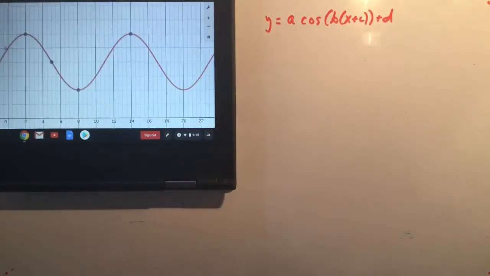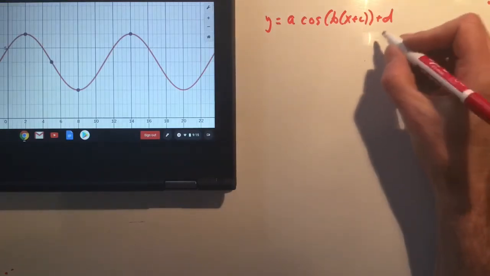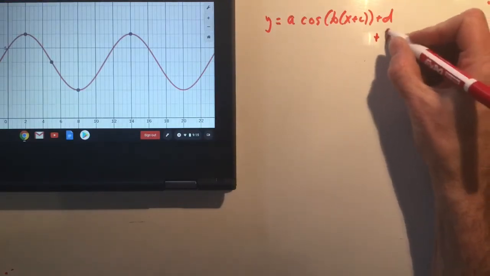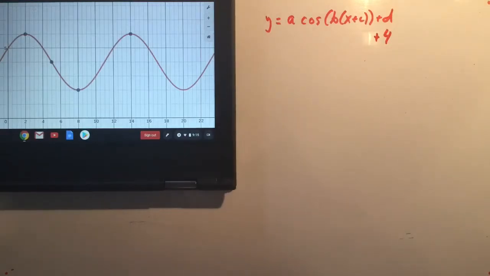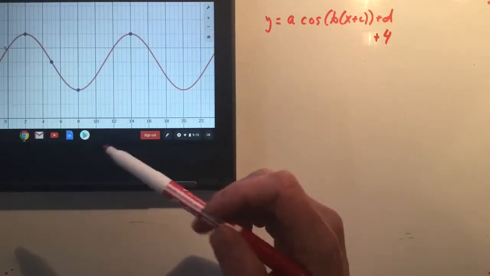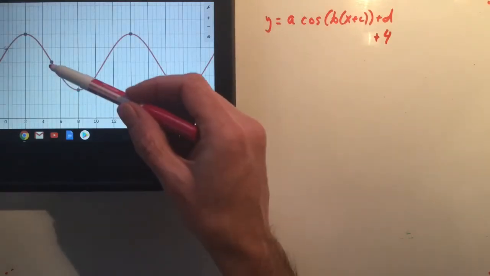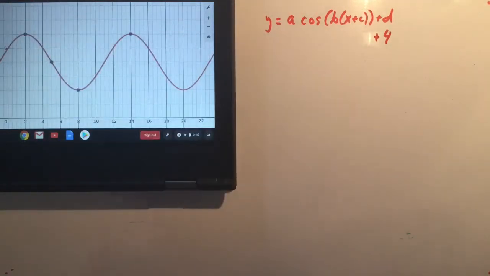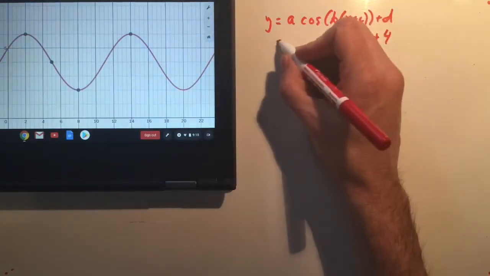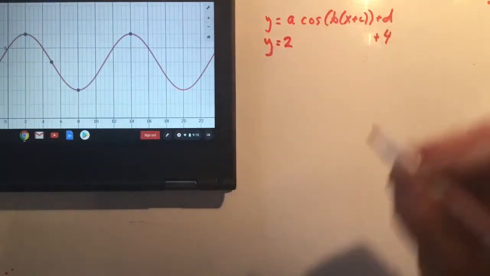We know the mean line, or principal axis, is y equals 4 because it goes right through that point of inflection, which is (5, 4). So that means we had a vertical translation up 4. We know the amplitude of this thing is 2, because from that mean line it goes up 2 to get to the high tide and down 2 to get to the low tide. So we know that we have a 2 there.